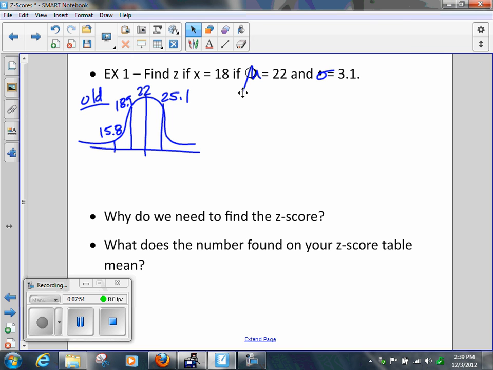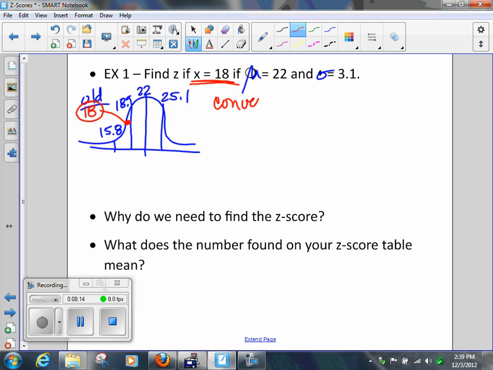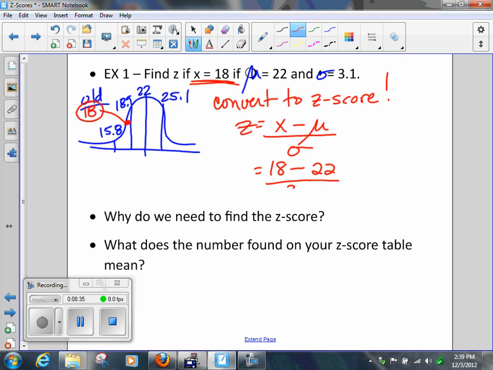Now, that ought to make you stop and scratch your head a little bit, because our X is 18, and 18 is going to fall somewhere about right there on that curve. That's odd. So what do we do? This is when we convert to a Z-score. So how do we find our Z-score? Remember, you take your X value, take away the mean, divided by the standard deviation, which gives you 18 minus 22 divided by 3.1.